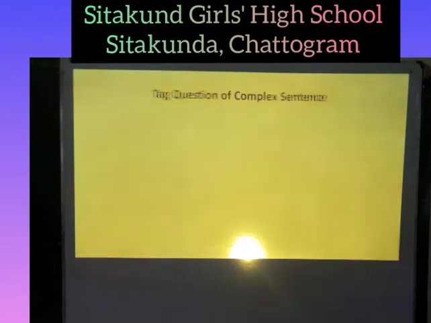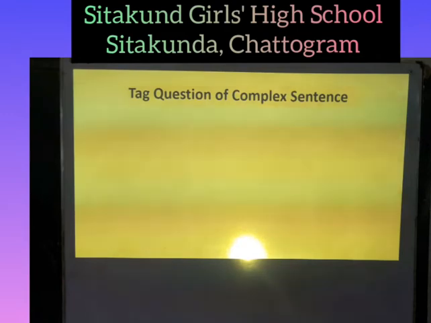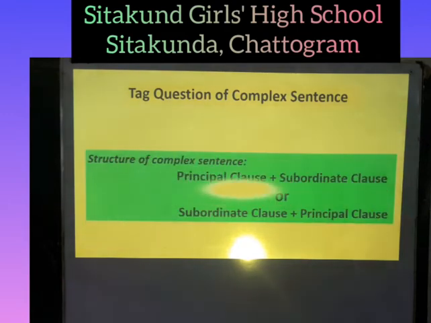Come to the next slide. Tag question of complex sentence. You are looking at the structure of a complex sentence. Structure 1, principal clause plus subordinate clause, or subordinate clause plus principal clause. What are the principal clause and subordinate clause? You have to first of all understand both the clauses. In a principal clause you will see a subject and a finite verb, and a principal clause is always an independent clause, and that is called the main clause.